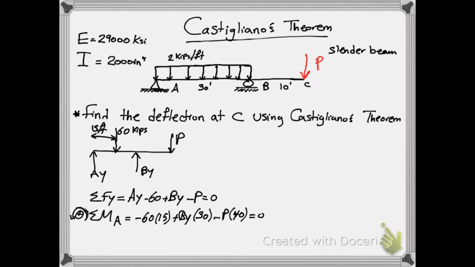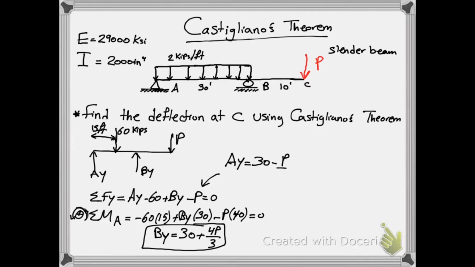So now you can find By in terms of P. And if you do the calculation, By will turn out to be 30 plus 4P over 3. That's your reaction at the roller B. And if you plug in By into this formula, you're gonna find the reaction Ay, which comes out to be 30 minus P over 3.